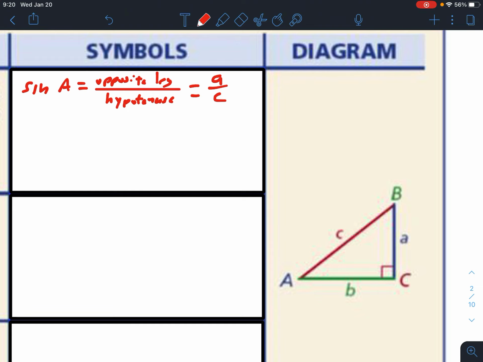And we can do the same thing for angle B. So we can say the sine of angle B is the leg opposite that, which is little b, divided by the hypotenuse, which is little c. We cannot take the sine of C at this point.